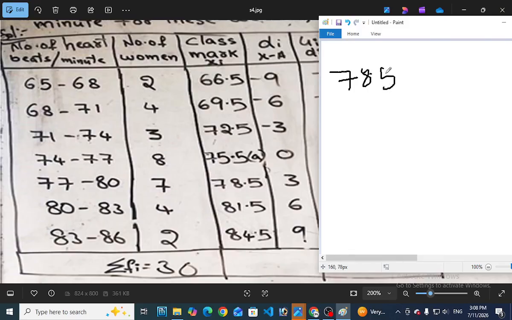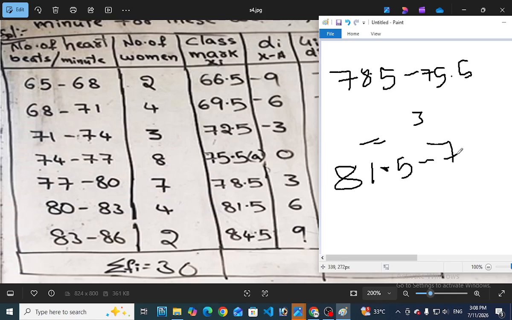Then the next class, 78.5 minus the assumed mean 75.5, is equal to 3. So we are taking the next deviation for 78.5 and 75.5. The next class deviation, 81.5 minus 75.5: 5 minus 5 is 0, 11 minus 5 is 6. 6 is the next class deviation.